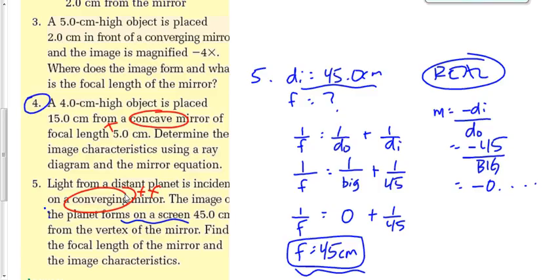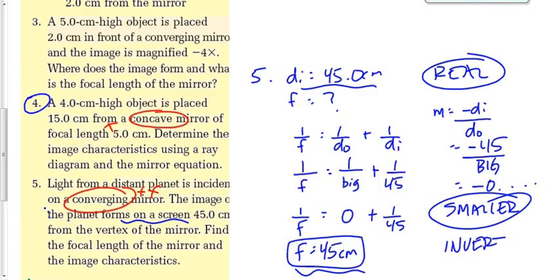So it is going to be a smaller image than the object is, and we know that it's going to be inverted as well. We know that because the magnification here would be negative something. And assuming the object is right side up, then the image would be upside down with a negative magnification.